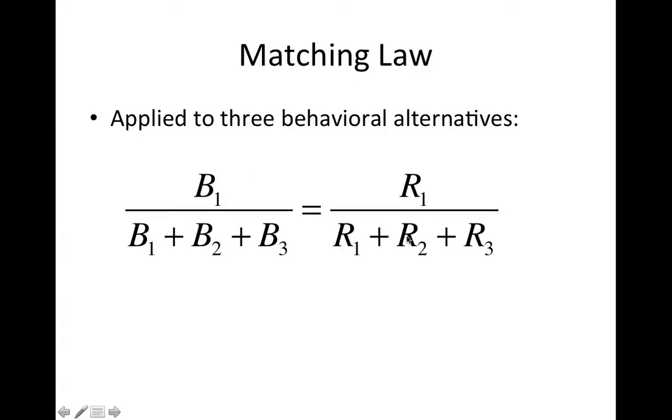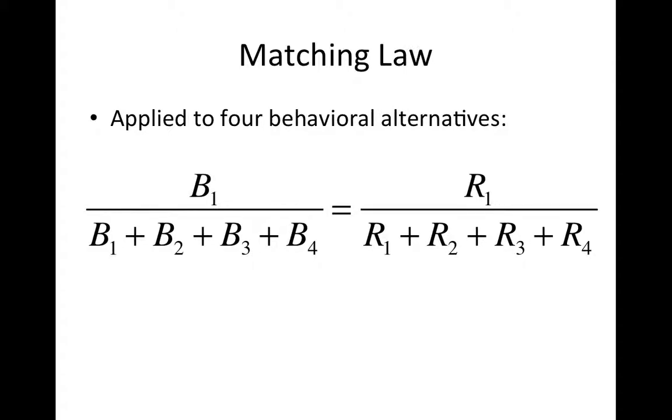If we apply it to three alternatives, or four alternatives, you can see that we can expand the matching law to account for situations in which there are a lot of different things to do, and you do one. How often are you going to do one relative to the others? Because it actually turns out that, depending on the circumstances, you do one thing over another, right?